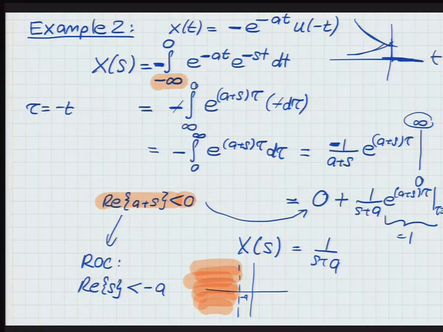How will I get the Fourier transform of this signal out of the Laplace transform? The trick is you substitute S equals j omega, right? So again, it becomes 1 over j omega plus A. But now the question you have to ask yourself is, is the Fourier transform going to converge? Is the Fourier integral going to converge, right? How can I give the answer to that question looking at the region of convergence of the Laplace transform?